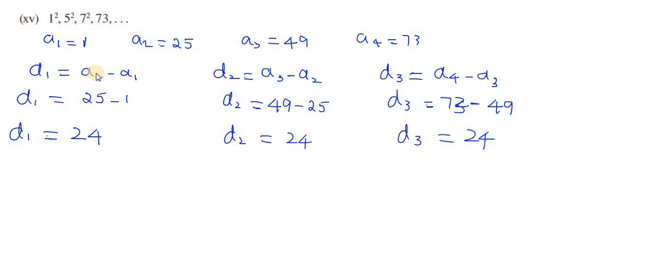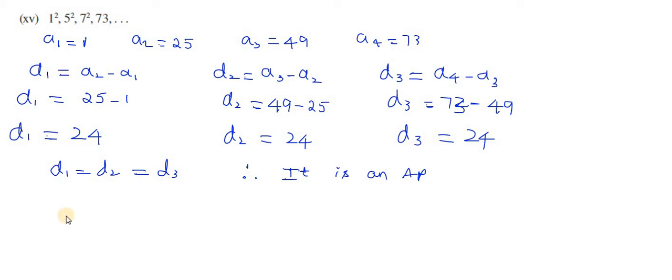The common difference d1 is a2 minus a1, that is 25 minus 1, that is 24. And d2 is a3 minus a2, that is 49 minus 25, which is nothing but 24. And d3 is a4 minus a3, that is 73 minus 49, again 24. So therefore d1 is equal to d2 is equal to d3. Therefore it is an AP.